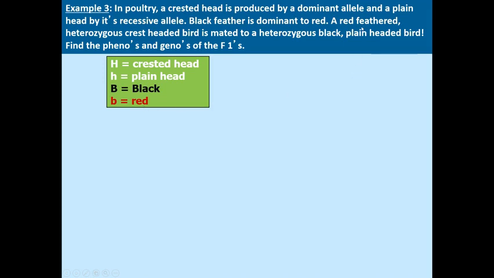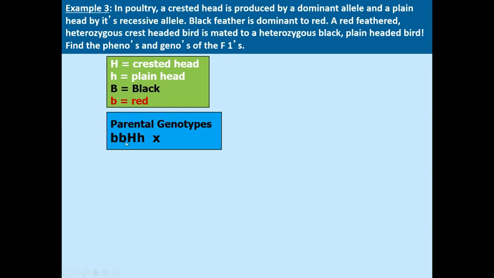Next, the genotypes of the parents. A red feathered heterozygous crested head bird. Let's start with red. It's recessive, so we have to have two lowercase b's for that. Heterozygous crest-headed means one of each allele. The second bird is heterozygous black, so big B, little b. Plain-headed bird. Plain is recessive, so both alleles have to be lowercase.